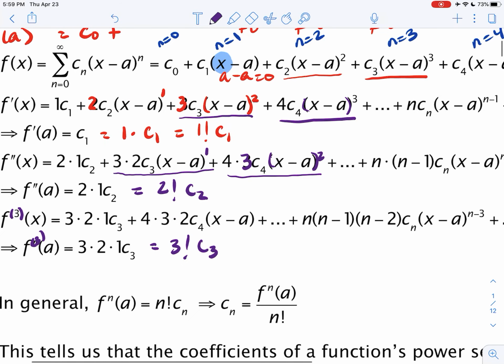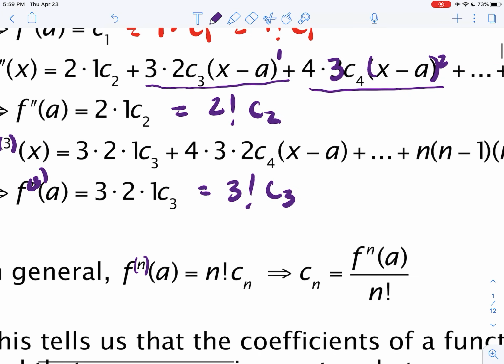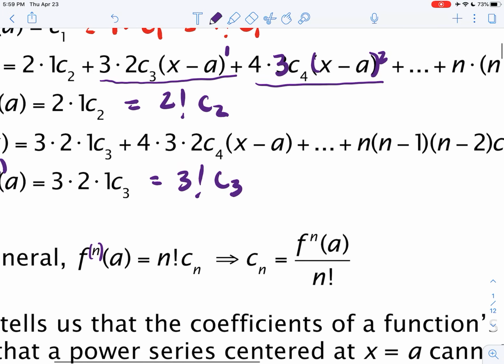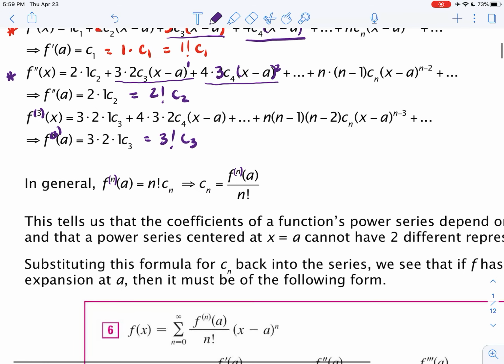So in general, if I take the nth derivative, and this should have parentheses on the inside to determine the nth derivative, evaluated at a, it is going to be n factorial times c sub n. And if I solve for c sub n, which is the expression for the coefficient, the Taylor coefficient, I end up with the nth derivative evaluated at a over n factorial.